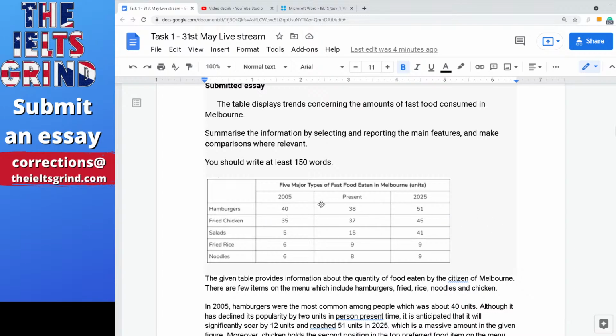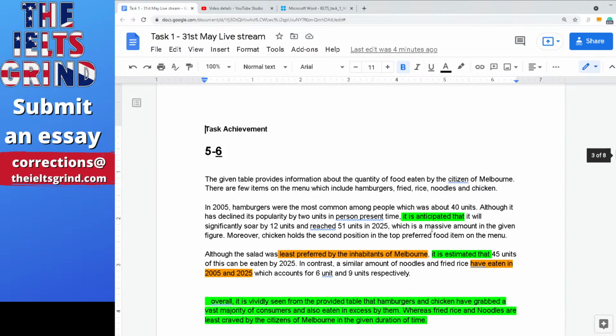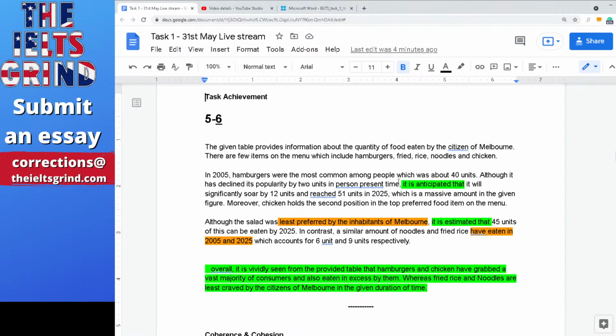So this is what's happened in the past. This is what's happening now, and this is not what will happen in the future. It's what's predicted to happen. It's what's anticipated to happen. So Nazrin has done very well because he said it is anticipated that. It's clearly saying to the reader that I know this is a prediction.